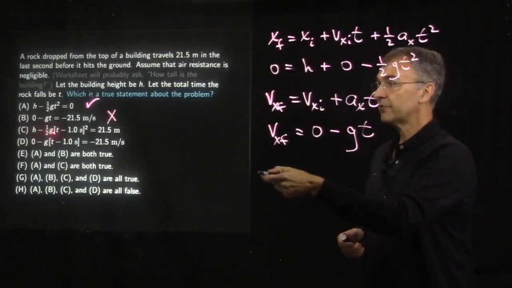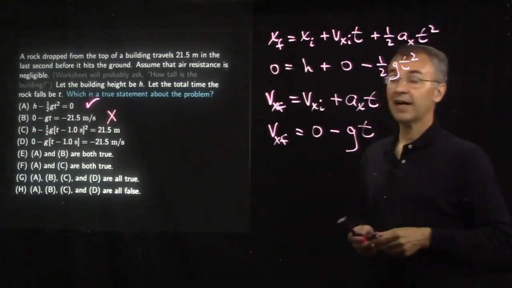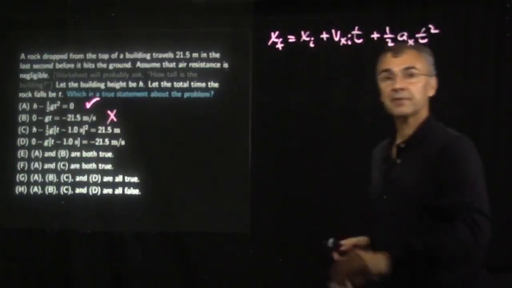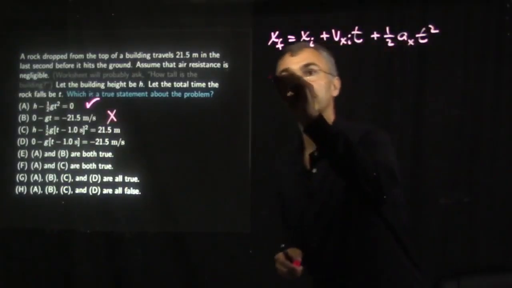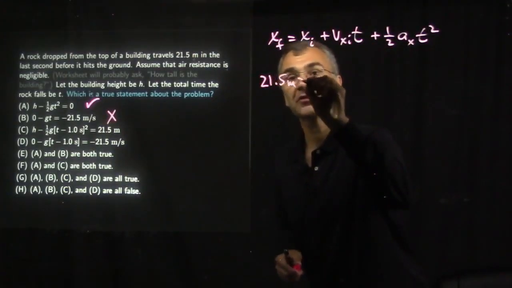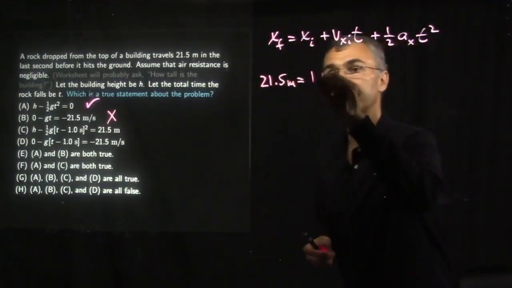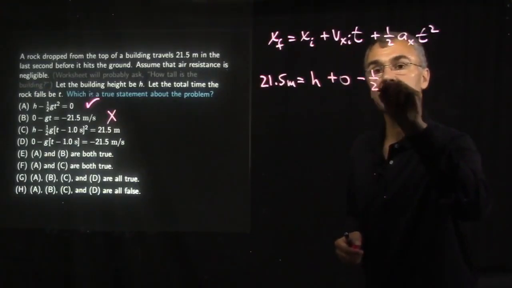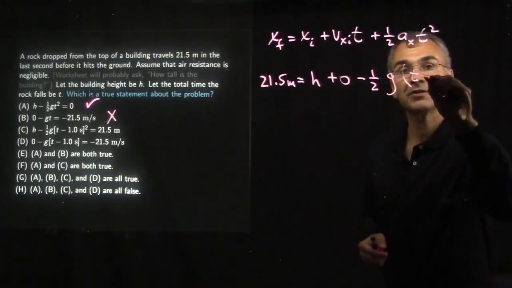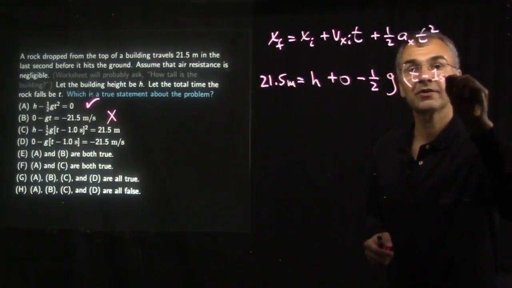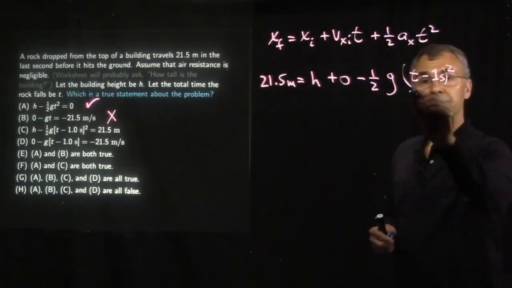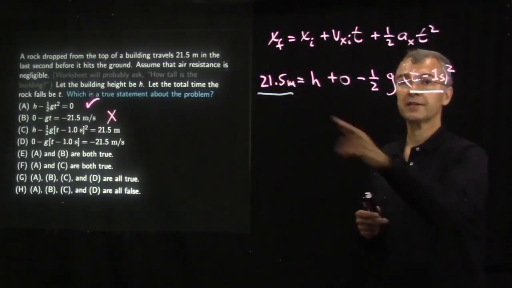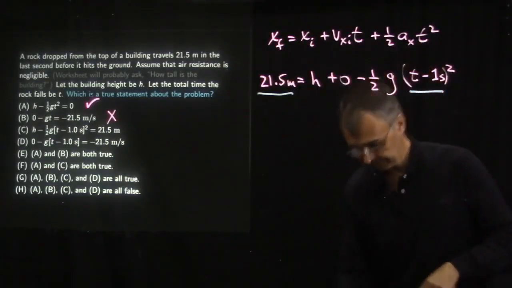H minus 1/2 g, t minus 1 second, all squared is 21.5 meters. I think that's true. Boy, this is really tricky. Let's plug in the time 1 second before it hits the ground. So that's saying 21.5 meters, the height 1 second before it hits the ground. It started out at h, and it started out at 0 velocity, and then this is minus 1/2 g. And then what's the time? The time is t minus 1 second. So we plugged in t equals 1 second before it hits the ground, and we plugged in x equals 21.5 meters above the ground. That should be a true statement.